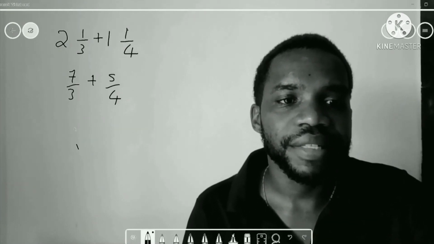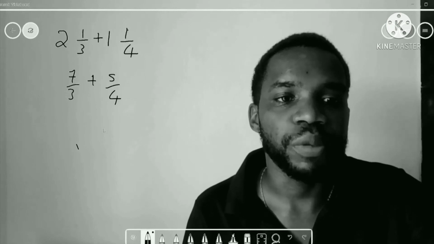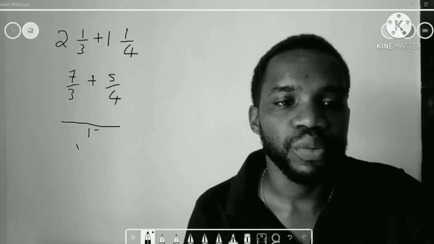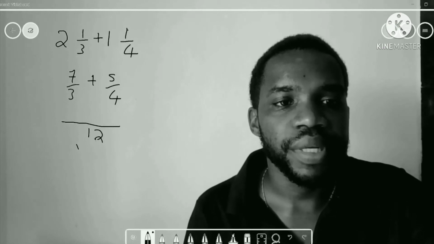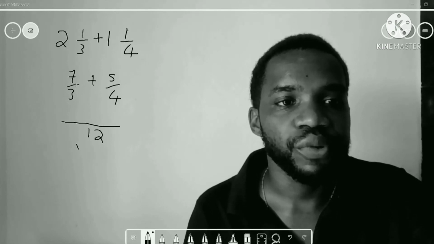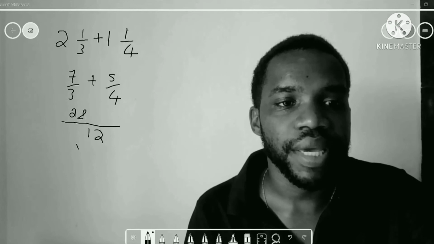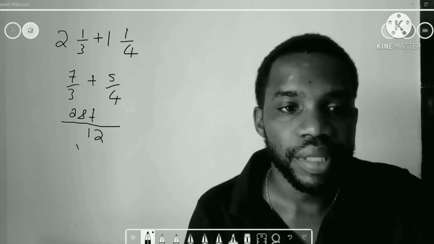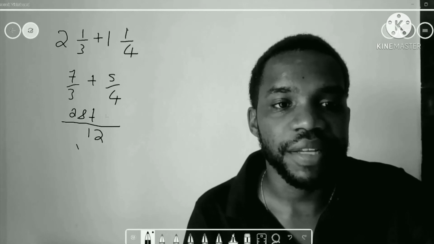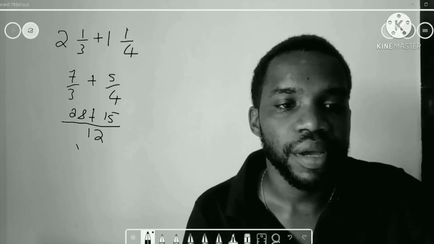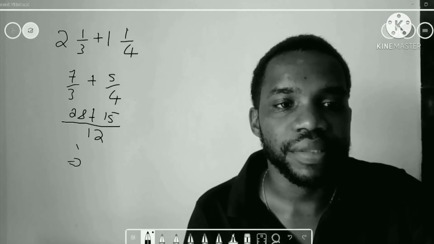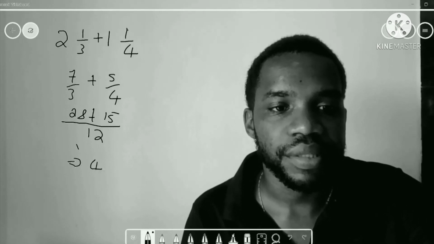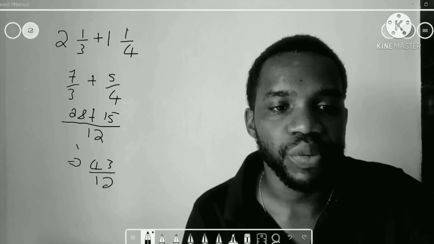Now we find the LCM just like how we would do with proper fractions. My LCM for 3 and 4 would be 12. Now 3 into 12 is 4, and 4 times 7 is 28. 4 into 12 is 3, and 3 times 5 is 15. Now we have 28 plus 15, which is going to give us 43. So we have 43 over 12.